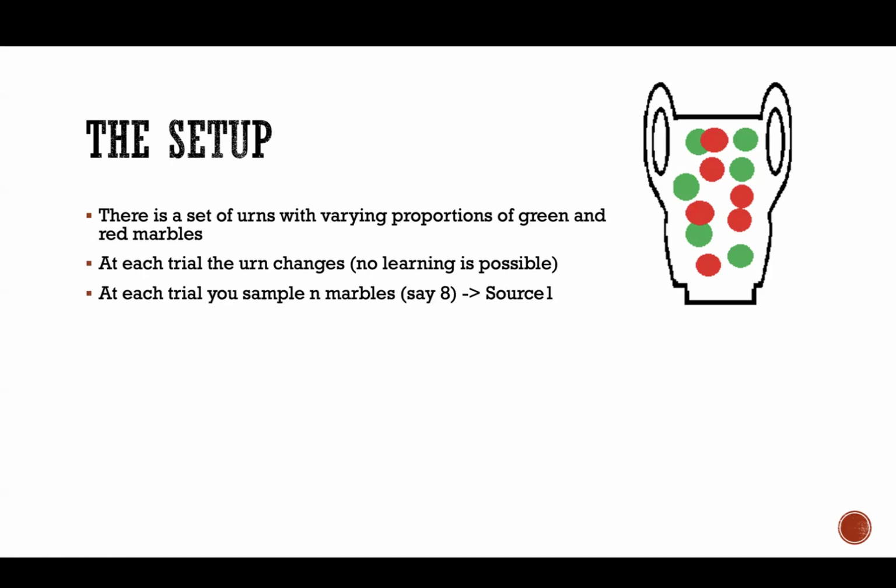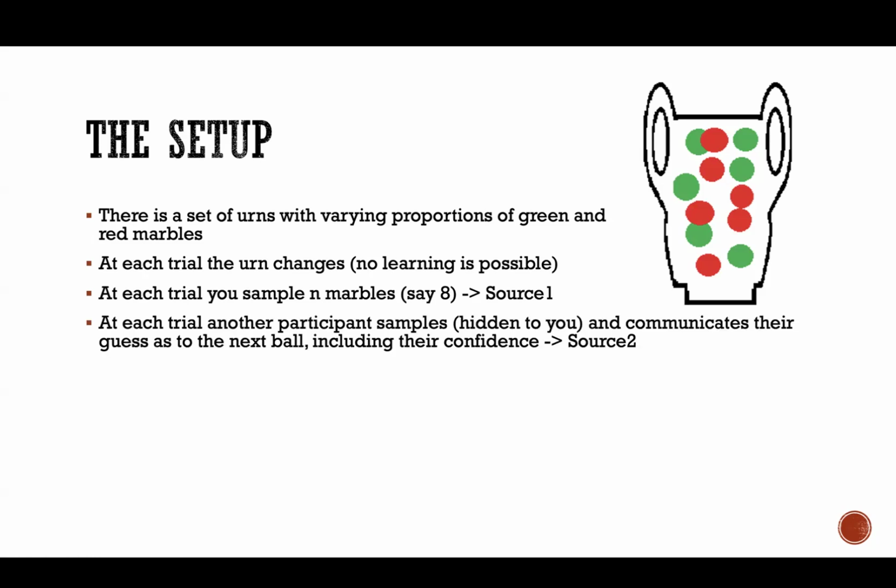At each trial, you sample n marbles, say 8, that's the first source of information. At each trial, another participant samples, in a way that you cannot see, again 8 marbles, and communicates their guess as to the next marble. Will the next marble be more likely to be red or green? How confident they are on that. And that's the second source.